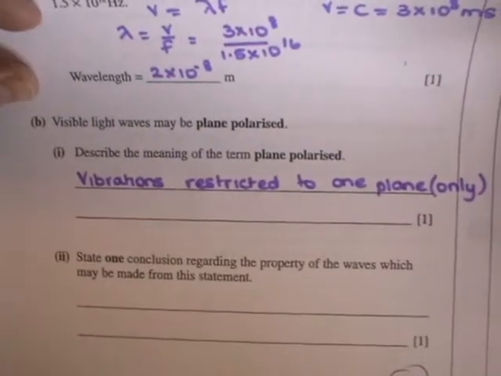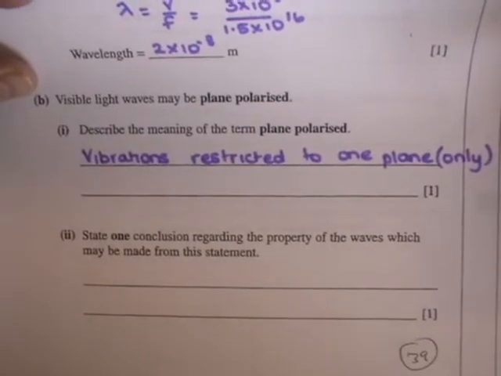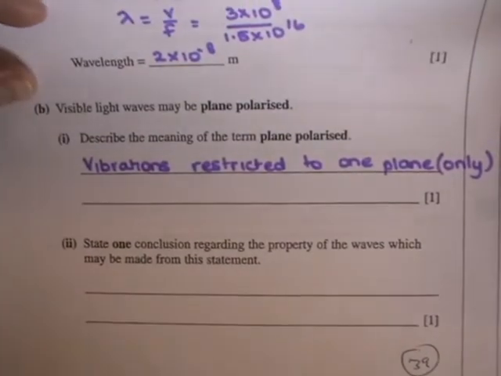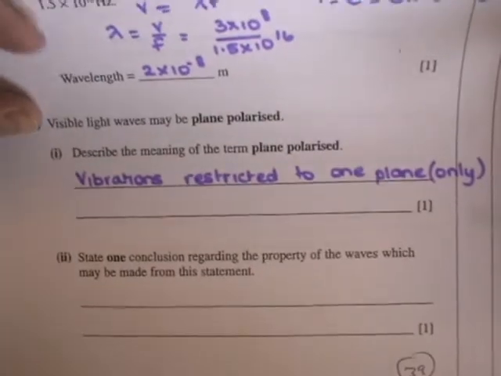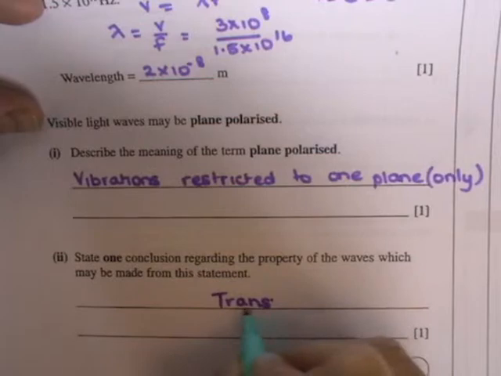State one conclusion regarding the property of the waves which may be made from this statement. Well, we know that those types of waves have to be transverse waves, because longitudinal waves can't be plane polarized. Transverse.